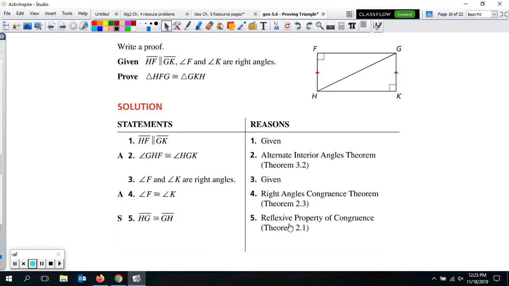The other side, like I said, is reflexive property because it's equal to itself. And then we can just prove the two triangles are congruent because of the AAS. And then you're done.